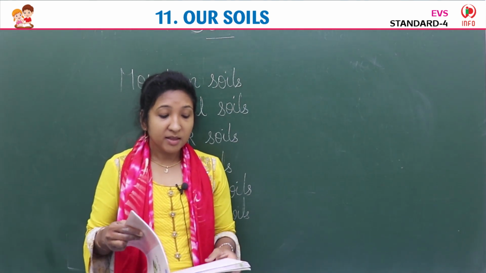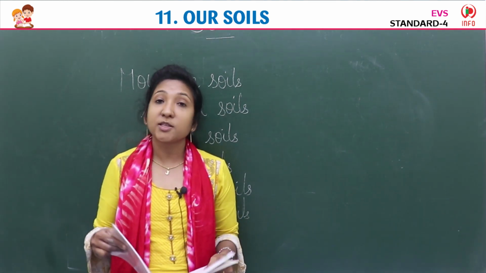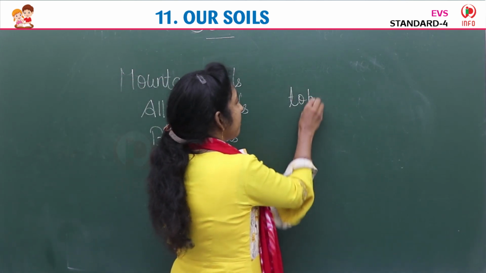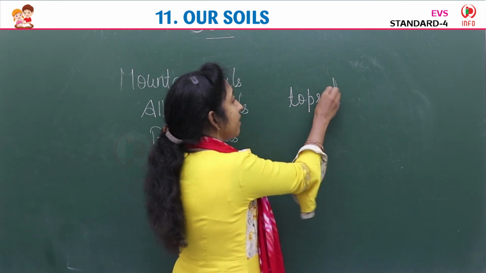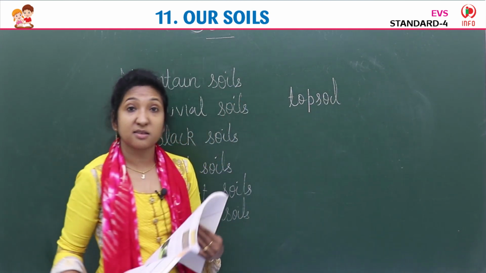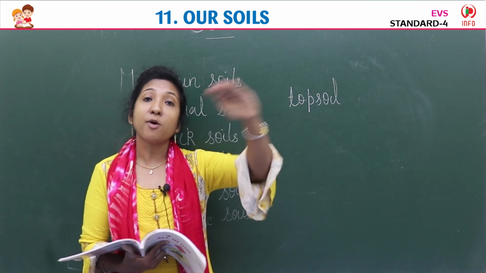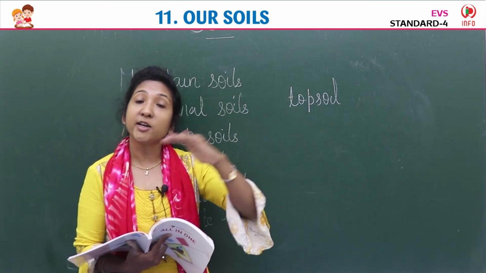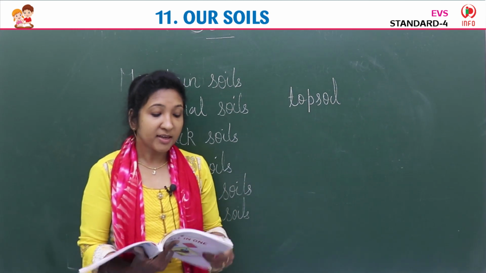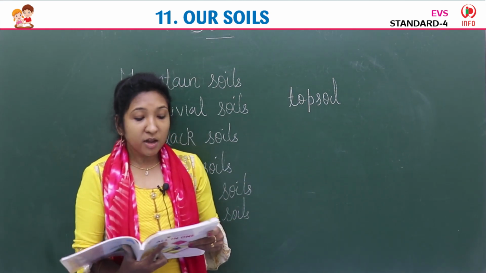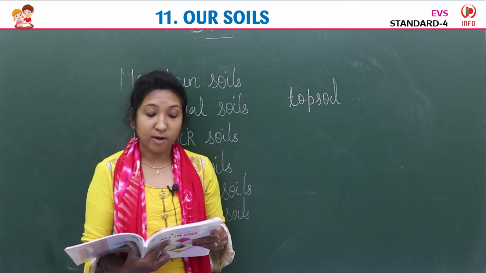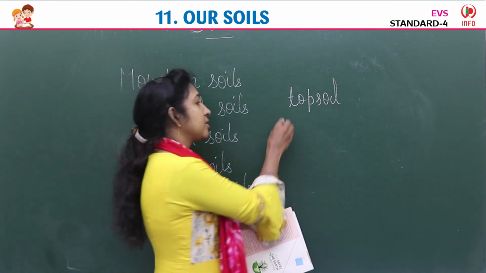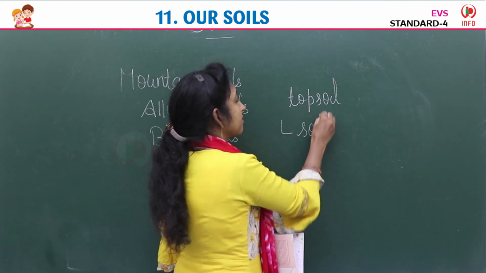So the removal of topsoil. Topsoil. What do you mean by topsoil? Actually, plants mainly grow on the topmost layer of the soil. So that is topsoil. The removal of topsoil by the action of water or wind is known as soil erosion.